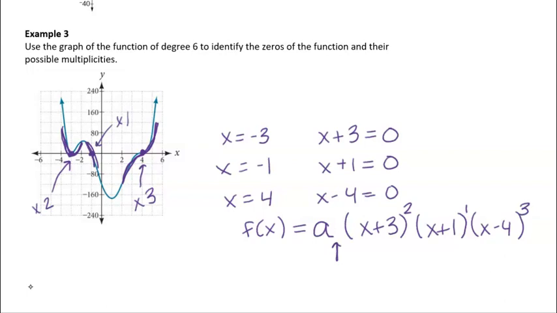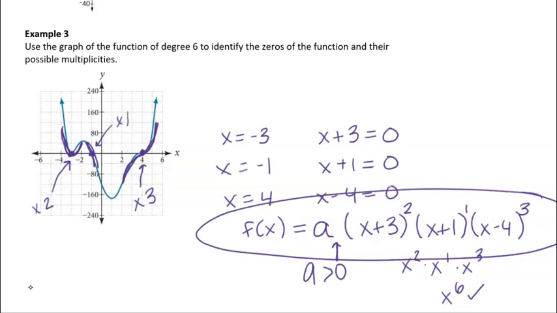All right, now let's check some numbers, and since I go up and up in behavior, I know a is positive. X squared for a leading term, x to the 1 for a leading term, x cubed for a leading term, yes, x to the 6. So this is my possible function for this degree 6 polynomial.